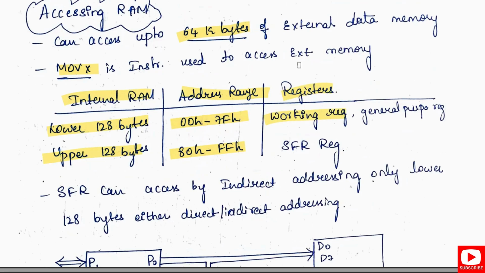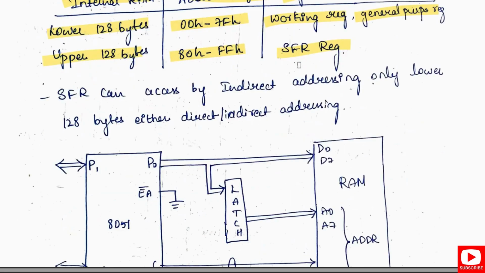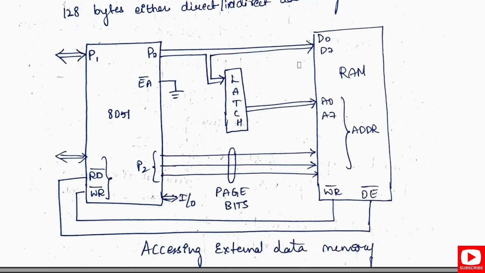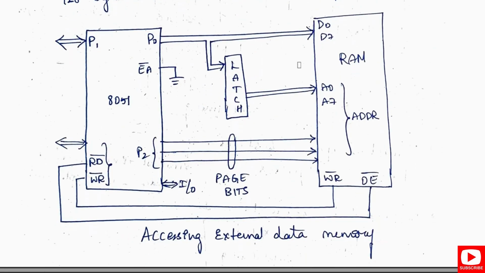Registers, here you have the working registers, general purpose registers, and SFR registers. SFRs can be accessed by indirect addressing only, while the lower 128 bytes can be accessed by either direct or indirect addressing. So you can observe here, it is accessing the external data memory.